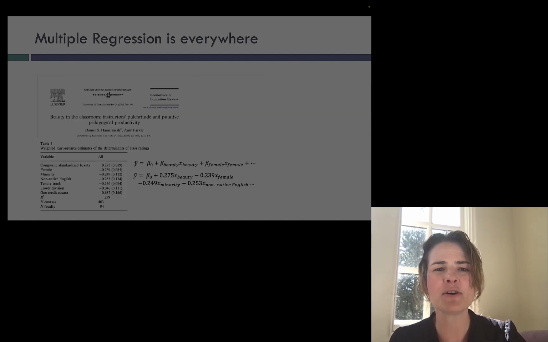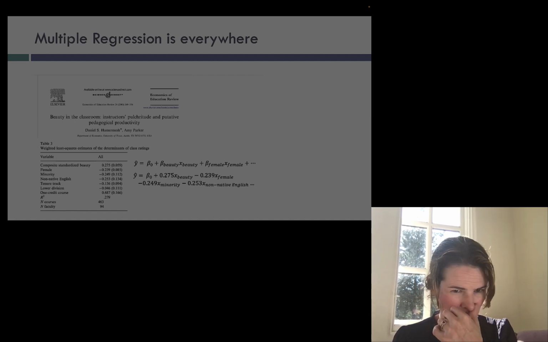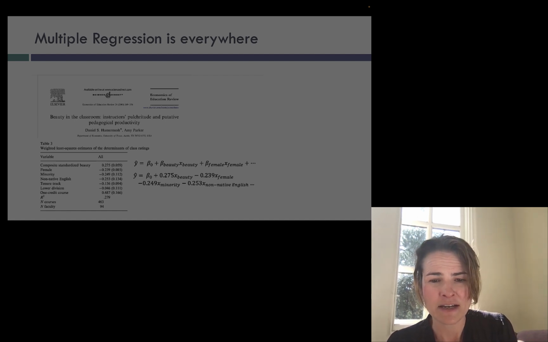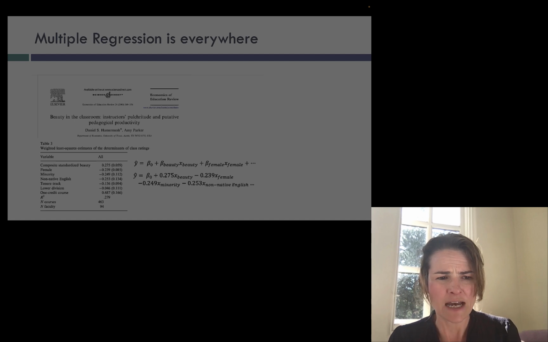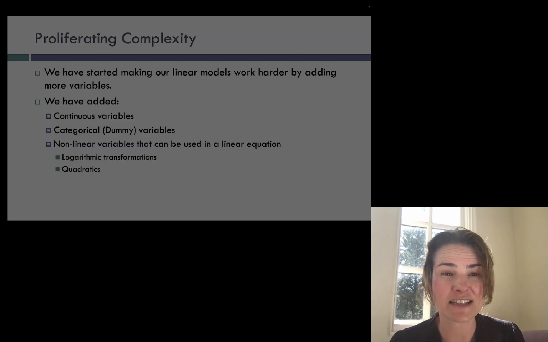Here's a fun example. Multiple regression is everywhere. This one's kind of funny, so I thought I'd include it here. It's just a great name, right? Do you have any idea how to say that title? At any rate, what they were measuring in this paper was subjective measures of beauty and how well teachers' course scores and class ratings were. So, bizarre and interesting, right? Studies of all kinds of things. It's everywhere.